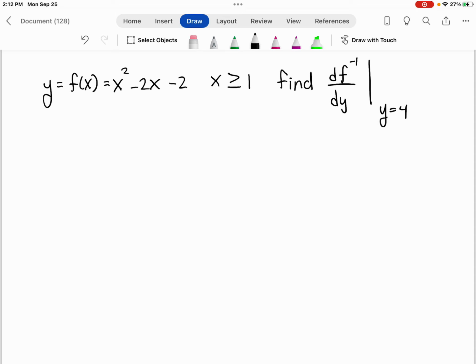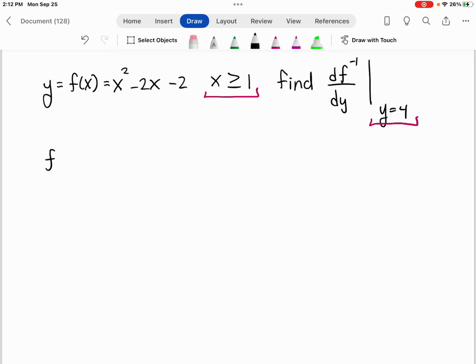In this example, we're going to use the quadratic f of x is equal to x squared minus 2x minus 2, and we're only using it where x is greater than or equal to 1. And we're going to find the derivative of the inverse and then evaluate it at y equals 4.